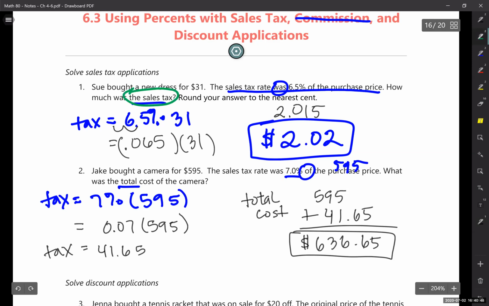On the homework and on the quiz, what I see people miss most often is which questions ask for only the tax and which questions ask for the total cost. Because you see they're very similar, but on step 2, I had to do that extra step of adding the camera cost to get the overall total. So just pay attention to the words in the part with the question mark. It'll tell you if you need just the tax or if you need the whole thing.